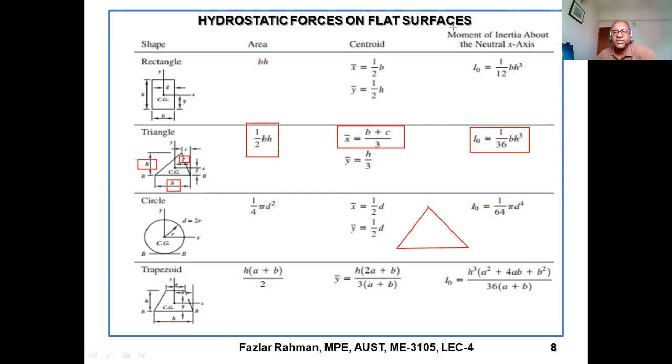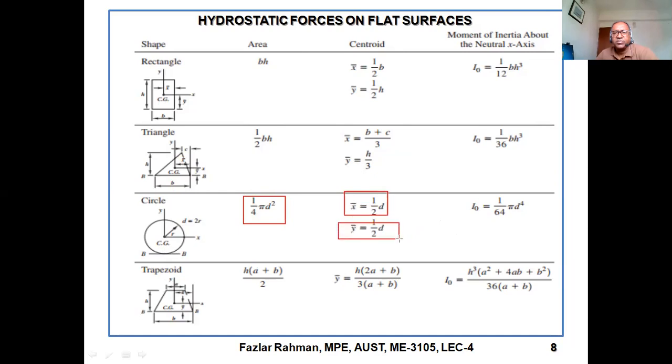Similarly, if a circular plate I give you, this is the area, and YCG, XCG, this is the formula, inertia is this one, okay?